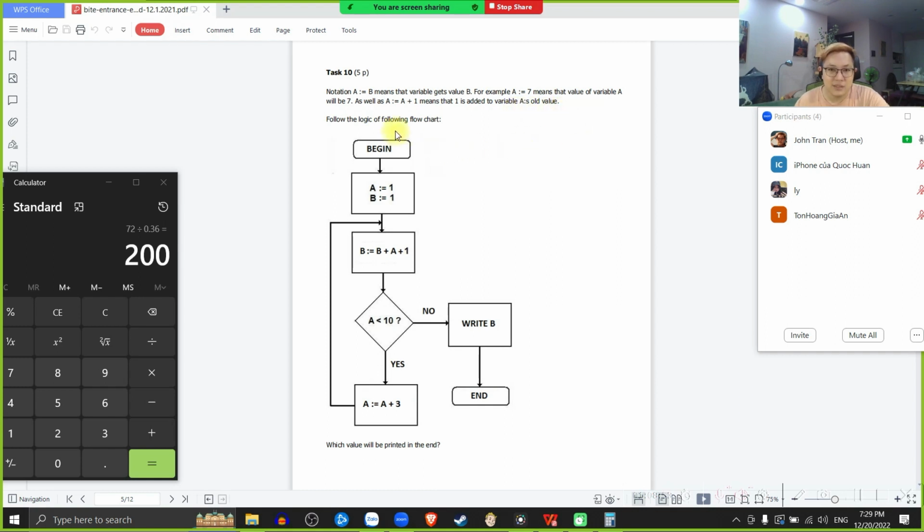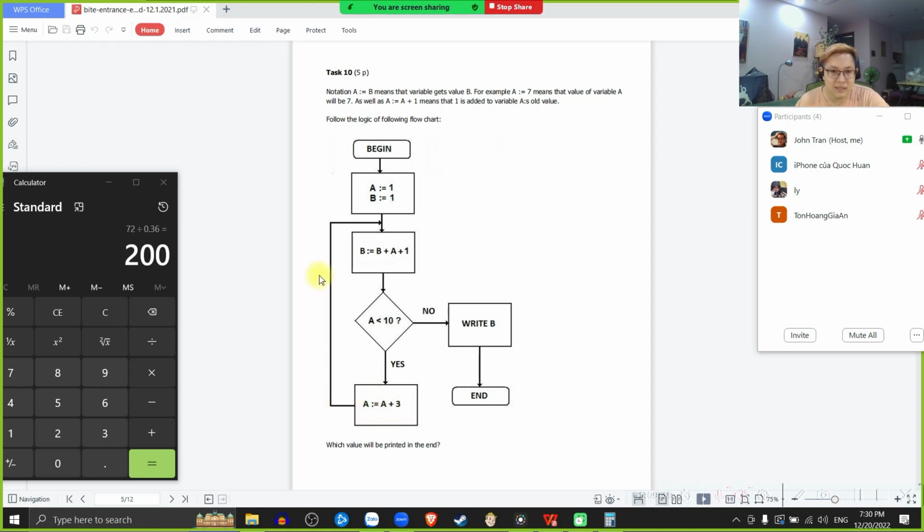Thì bây giờ tuân theo cái logic như cái flowchart như sau. Thì chúng ta bắt đầu nè. A bằng 1 nè, B bằng 1 nè. And here, new B equal to B plus A plus 1. Cái B mới nó sẽ bằng B cũ cộng A cũ cộng 1. If A is smaller than 10, nếu mà cái A nó vẫn còn nhỏ hơn 10 đi, thì sao? It will continue. New A will be A plus 3. Cái A mới sẽ bằng A cũ cộng 3 nè.